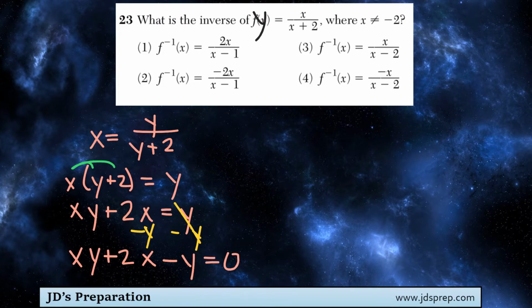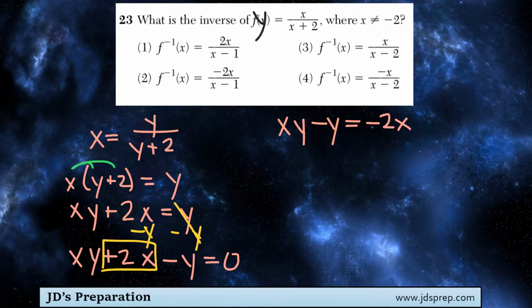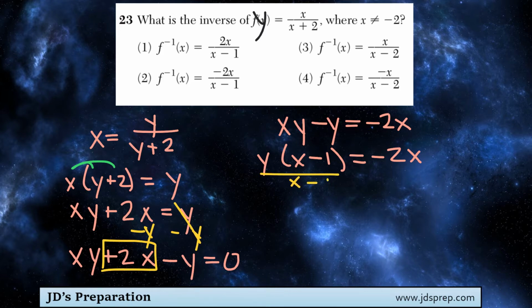And then next we can move this plus 2x over to the other side by subtracting it. So then we're going to have xy minus y equals negative 2x. Awesome. So now that we have our y terms together, we can factor out the y, and we'd be left with x minus 1. And then finally, to get y completely by itself, we would divide everything by that x minus 1.